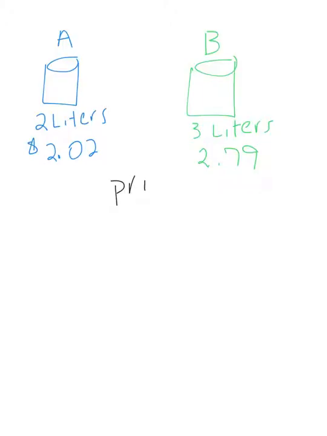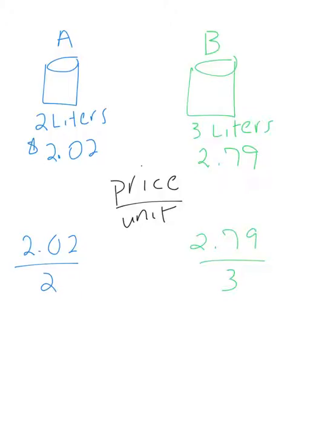You have to remember it's going to be price per unit. So in this case, price per liter. What you're going to write down to show your work will be 2.02 divided by 2, price per liter, and over here we're going to write down 2.79 divided by 3. If you remember, we need to divide the numerator and the denominator by 2 because we want to get it down to 1. And on this side, it's going to be divided by 3.